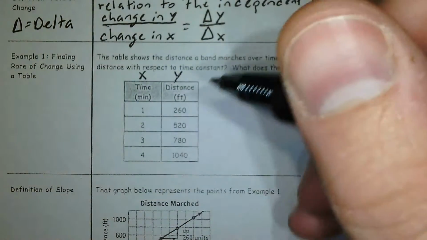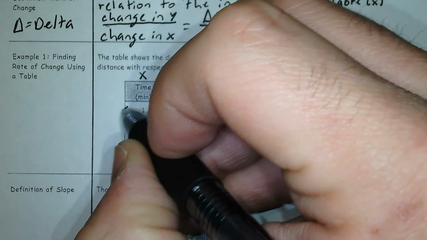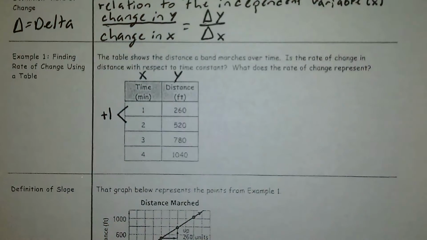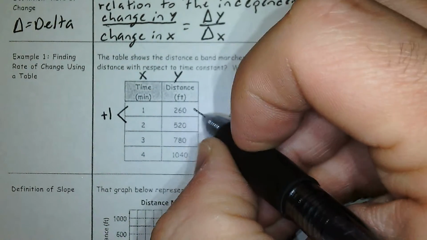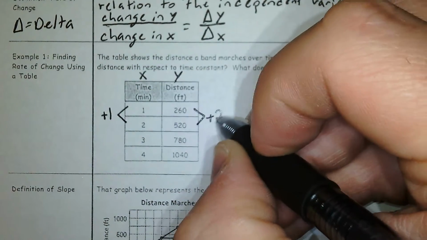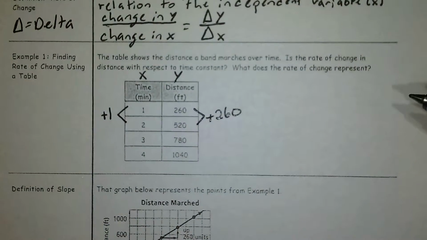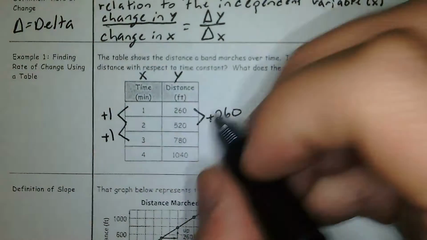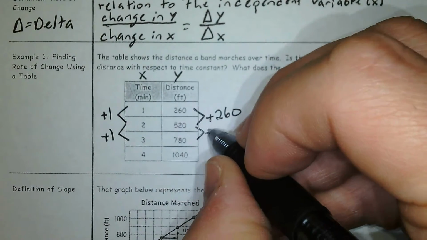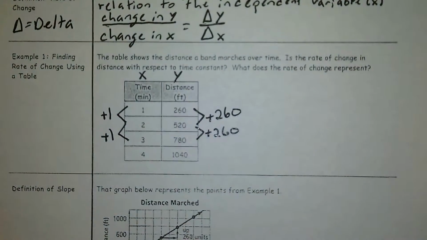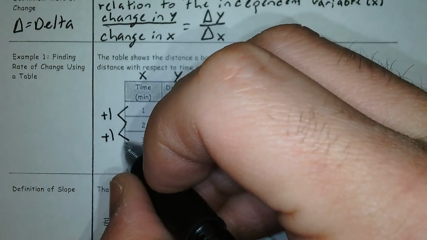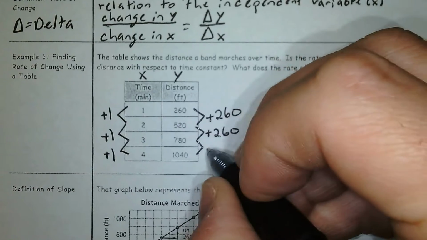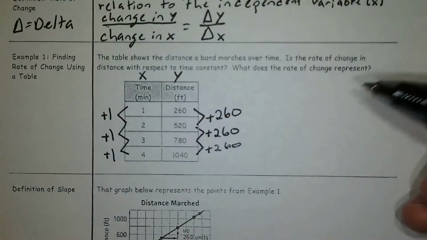And we look at how the values change. So to go from 1 to 2, I add 1. To go from 260 to 520, I'm going to add 260. To go from 2 to 3, I add 1. To go from 520 to 780, I add 260. To go from 3 to 4, I add 1. To go from 780 to 1040, I add 260.